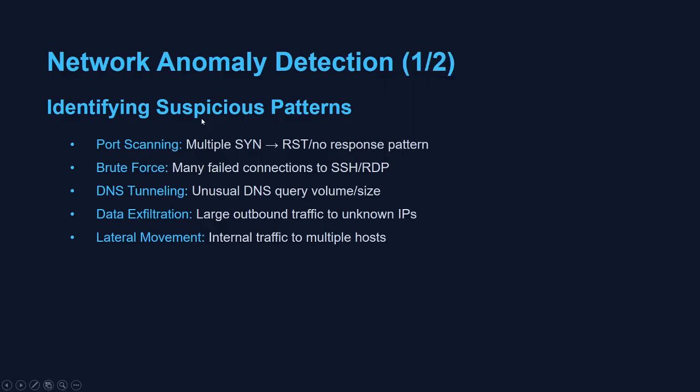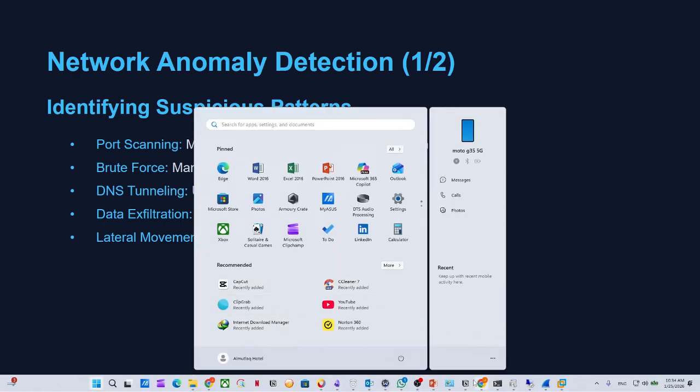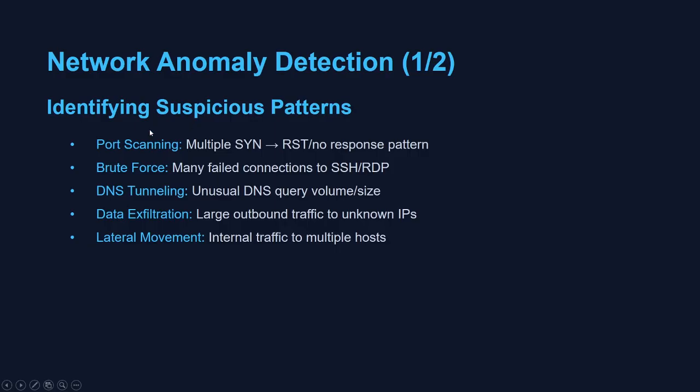Okay, and let me explain fast what this means. This is what we will do. For example, these five things are what a SOC analyst does. He's going to check Wireshark. You can check, for example, DNS tunneling, unusual DNS query volume and size. That means you will use Wireshark to check what the queries and volume size are, right?